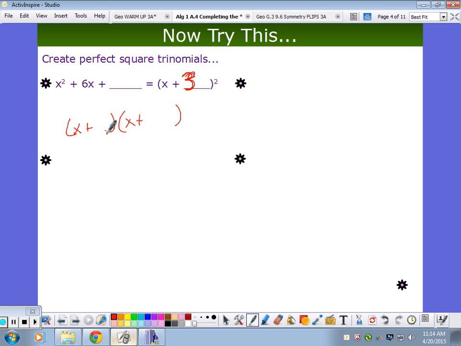Gives me 6x, and I want them to be perfect squares. So she's being really smart here. So something times something. So you took, you divided that by 2, right? Because remember how you have to multiply it by 2? So we get that, and then what goes here? 9.